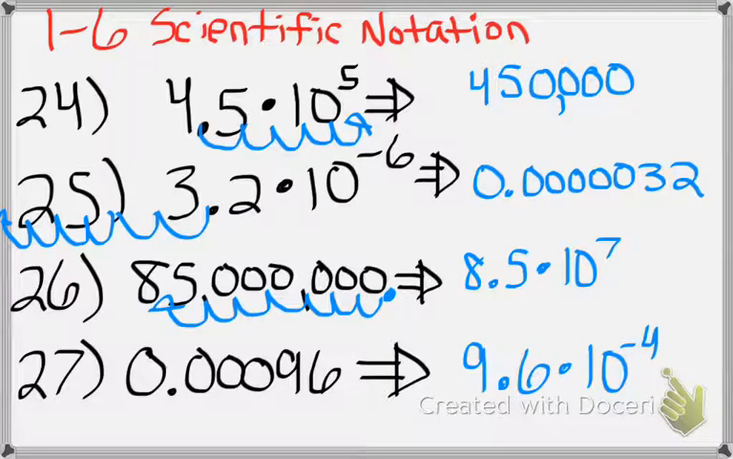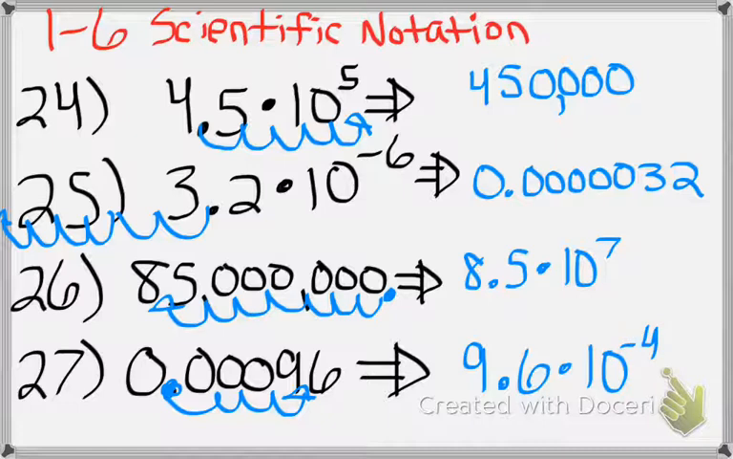And that's your answer for number 27. Because the decimal starts off here, we need to get it between the 9 and the 6. So 1, 2, 3, 4. We have to move it 4 spaces. But to put it back, we got to make it smaller. We have to move it to the left to put it back, and that's why it's negative 4.